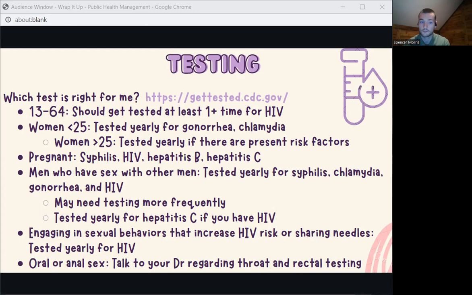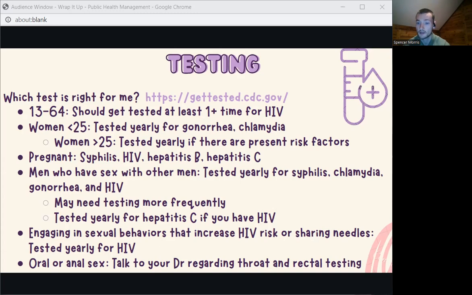In addition, all sexually active gay, bisexual, and other men who have sex with men should be tested at least once yearly for syphilis, chlamydia, and gonorrhea. Those who have multiple or anonymous partners should be tested more frequently than once a year. So tested either once every 3 months to once every 6 months.